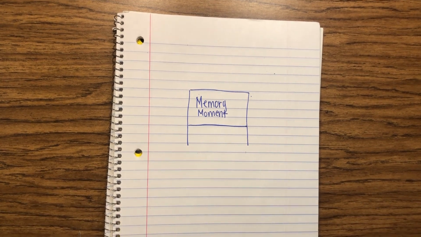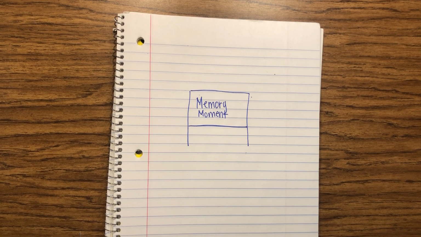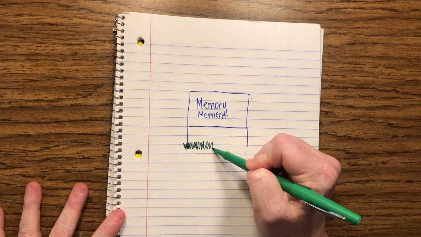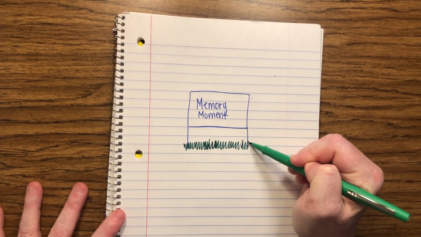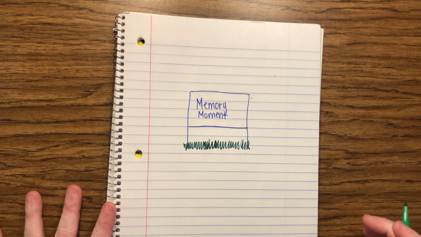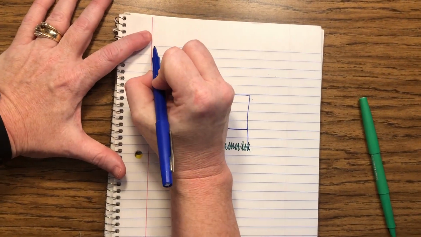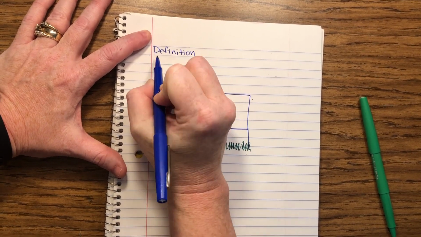So you need to grab whatever you've been taking your notes in and go ahead and write memory moment in the middle of your page. I'm going to add some grass just because I want to. It'll be fun, right? All right, so memory moment. We're going to start by defining what a memory moment is. All right, definition.